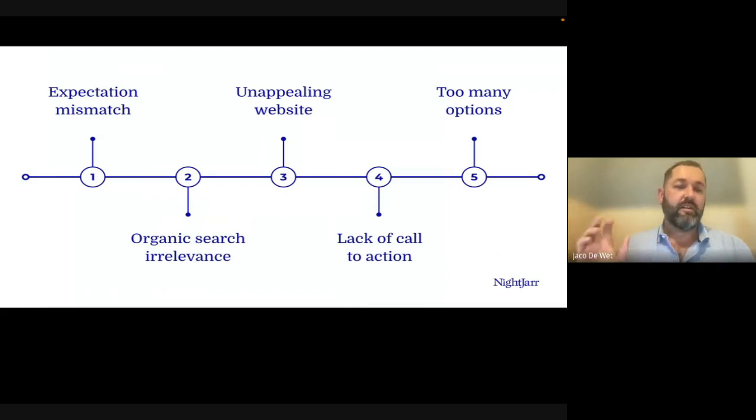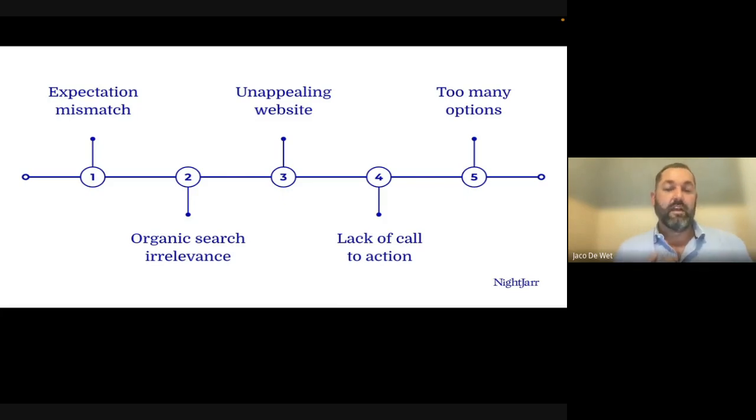The top ones I would imagine, or that I've distilled it down to, was expectation mismatch. Does the page deliver on what I wanted? Organic search irrelevance. Sometimes Google gets it wrong, or maybe your phrasing is wrong when you search for something, and that might return a result that is less relevant to the user. Unappealing website. Now, again, you could argue this is desktop and mobile. You need to consider that those two form factors may have very different experiences, and that could yield an unappealing website, so to speak.